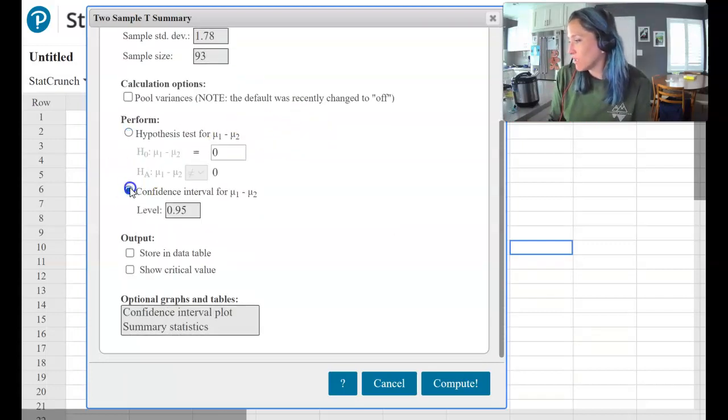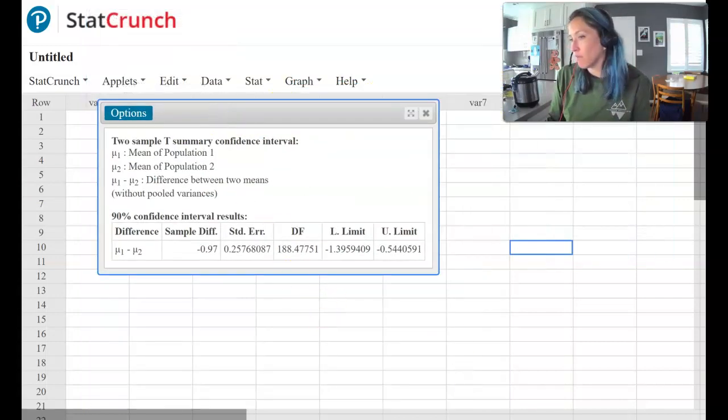And we want to do a confidence interval, and this one said 90%. So let's change that confidence level. And we go. There's our confidence interval, negative 1.396 to negative 0.544. So that's how you find confidence intervals for two means in StatCrunch. Very similar to doing it for one mean: TStat, changing it to two sample, and then deciding, do I have raw data or am I given summary statistics, as we were in this particular example?